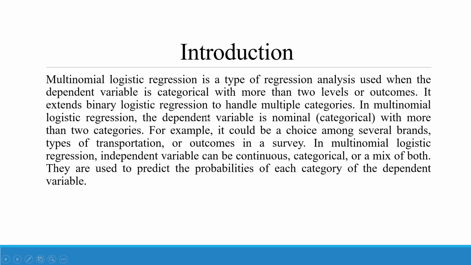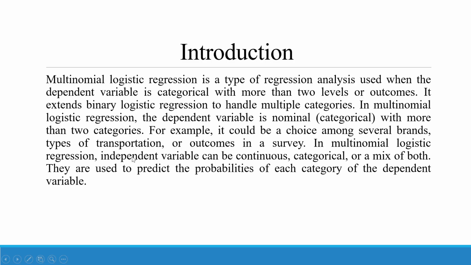In case of binary logistic regression, we have two labels of the dependent variable, while in case of multinomial logistic regression, we have more than two labels in the dependent variable. In multinomial logistic regression, the dependent variable is nominal, that is categorical, with more than two categories. For example, it could be a choice among several brands, types of transportation, or outcomes in a survey.